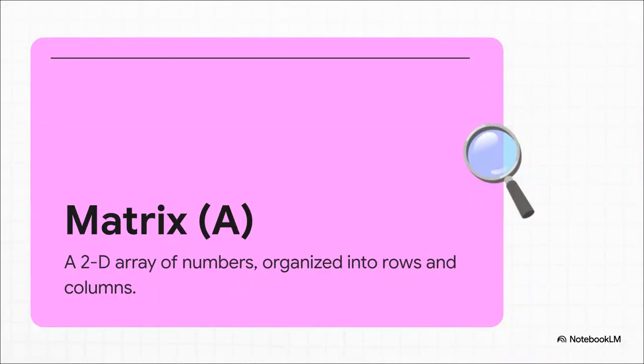And what happens when you stack a whole bunch of vectors together? Well, you get a matrix. It's just a grid of numbers, a 2D array. A perfect everyday example is a grayscale photo. Every number in that grid just represents the brightness of one single pixel. Or you could have a giant matrix representing the movie ratings of every single user on a streaming platform.